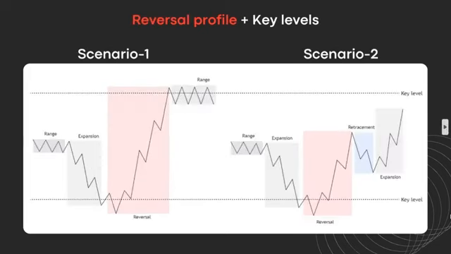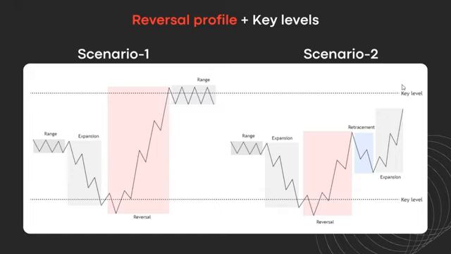Now let's move on to another combination of market profiles and key levels, and that is the combination of reversal profiles and key levels, right? In this case we've got two key levels right here, one above and one below. First of all, you can see that we were inside of a range, and then we had an expansion profile, and that expansion profile tested a key level. So we're going to expect and anticipate a reversal profile straight away.